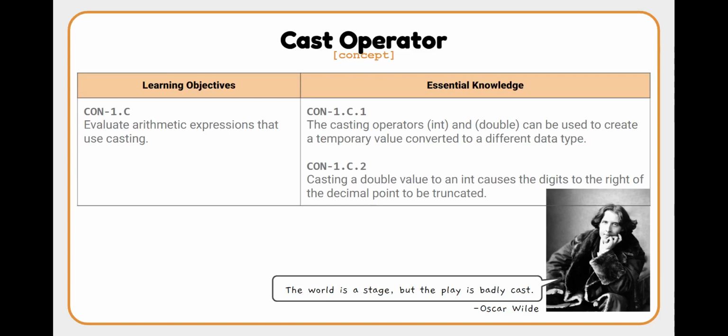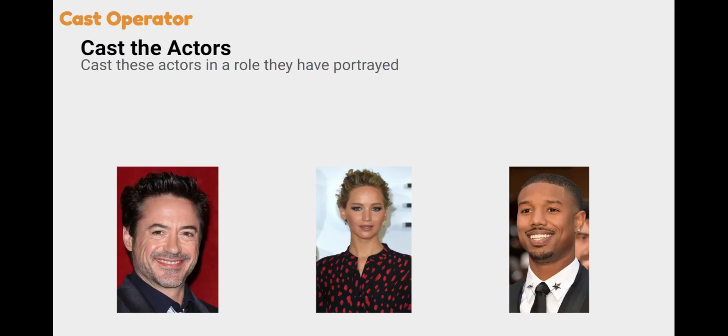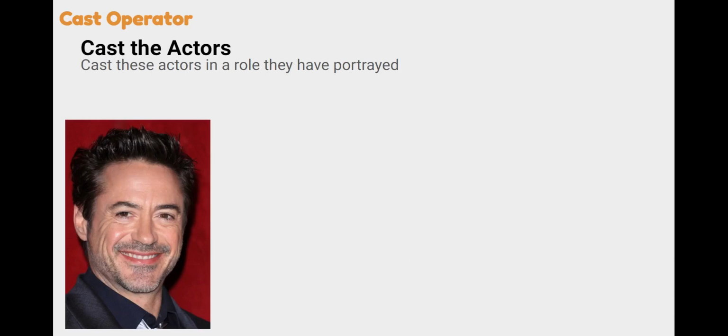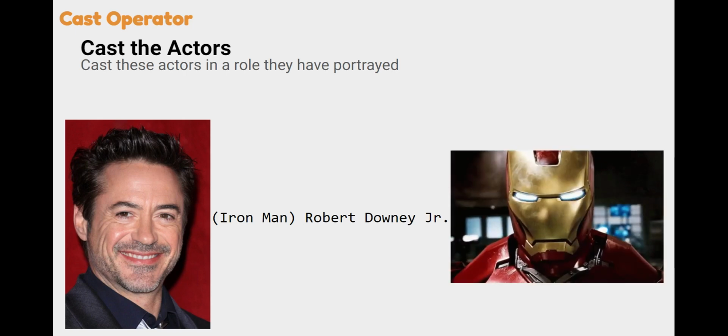Our first topic will be covering the cast operator. Our learning objective: evaluate arithmetic expressions that use casting. Take a look at these three actors and try to cast them in a role that they have portrayed in a movie. Let's start here with Robert Downey Jr. The role that I would cast him in would be Iron Man. So you can see I have Iron Man in parentheses in front of Robert Downey Jr. I'm going to use that as kind of like a verb. I want to Iron Man up Robert Downey Jr. And when we do, we get this.